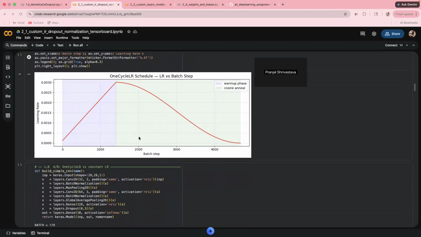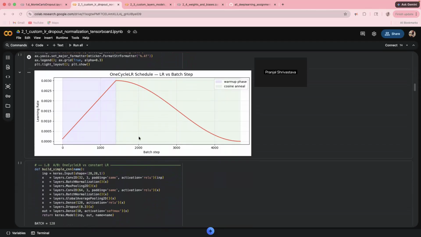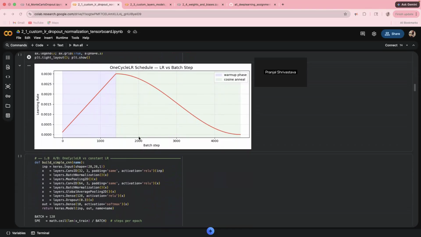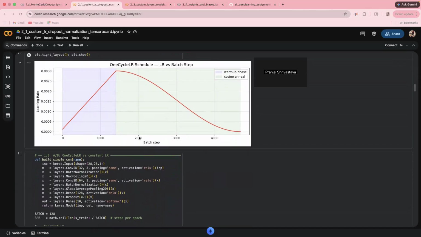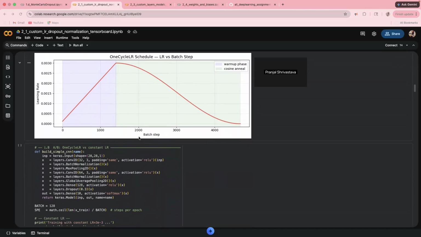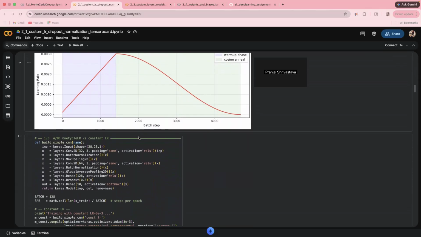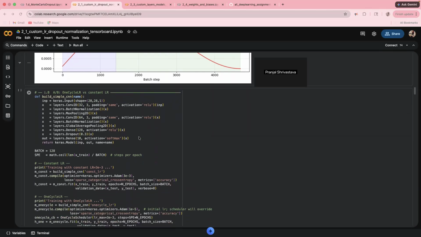We then run an A/B test: one model trained with a constant learning rate and one with the one cycle schedule, both for the same number of epochs. The one cycle model converges faster and ends with higher validation accuracy. The PyTorch version uses PyTorch's built-in torch.optim.lr_scheduler.OneCycleLR, confirming the same pattern holds in both frameworks.